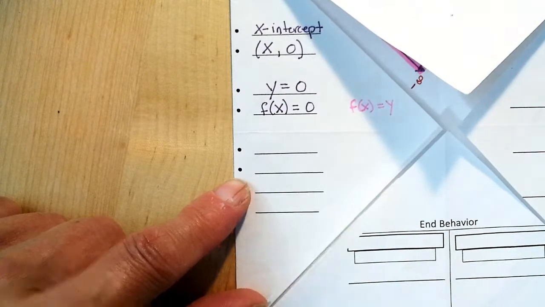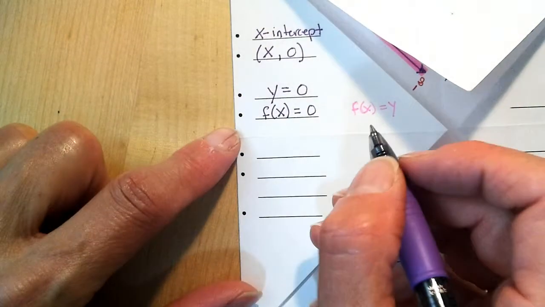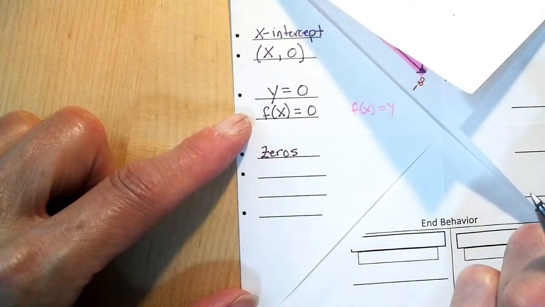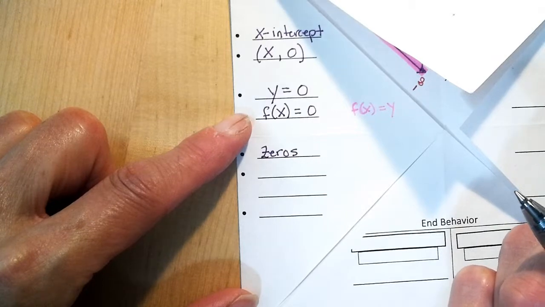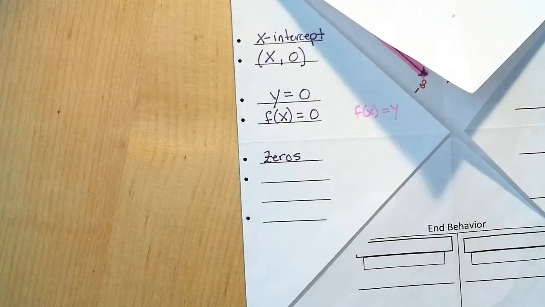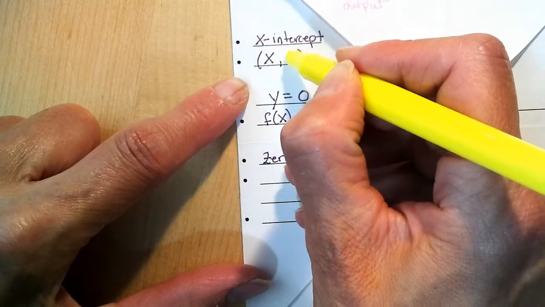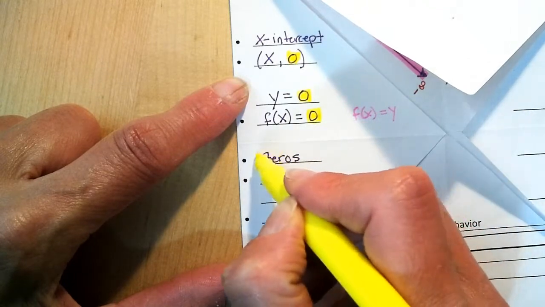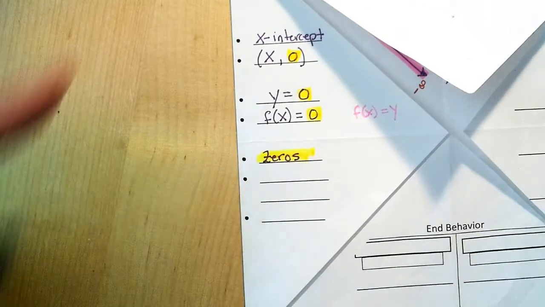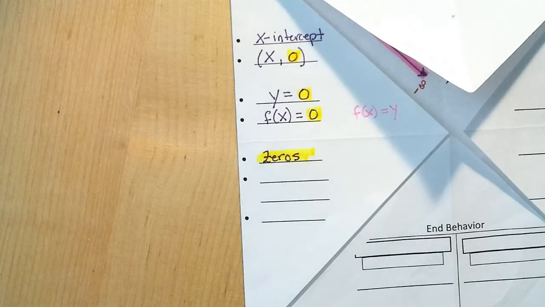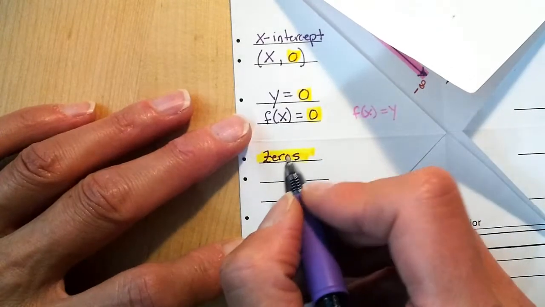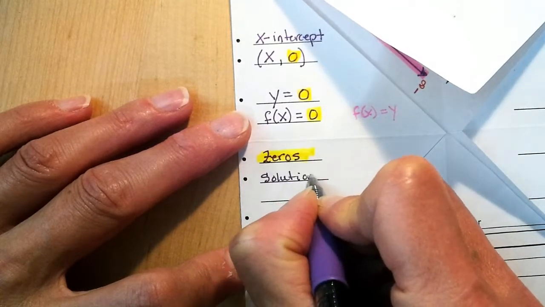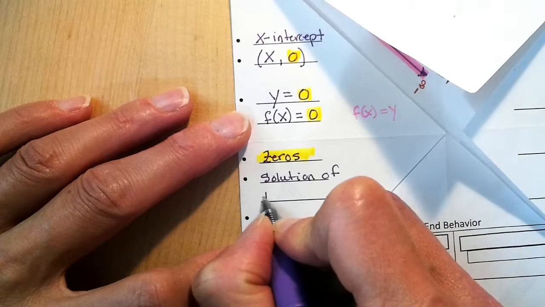Okay. So this is what we call all of these things. We call them the zeros. Okay, we call it the zeros of the function. And the reason we call it the zeros of the function is because our y is 0. Okay? Our y is 0. That's why we call it the zero of the function. So, we also call it the solution of the function.